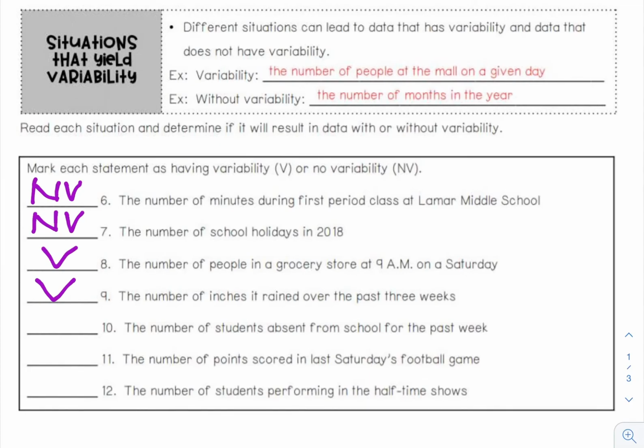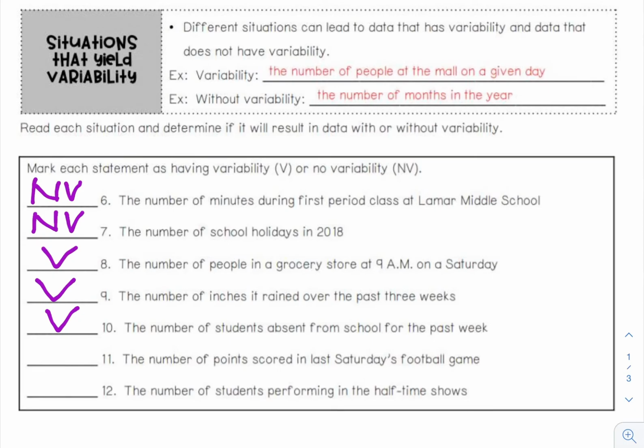Number 10, the number of students absent from school for the past week. Now this one's very similar to number 9. This one does have variability also because it's asking about the past week. Since each week the absences change and vary from each other, each week means that the past week will have a different number also.